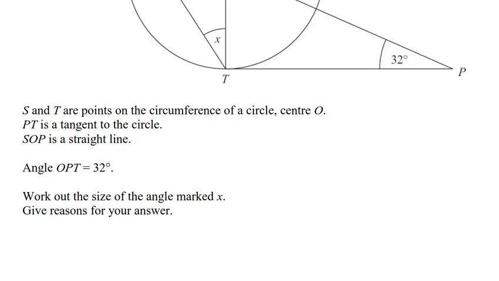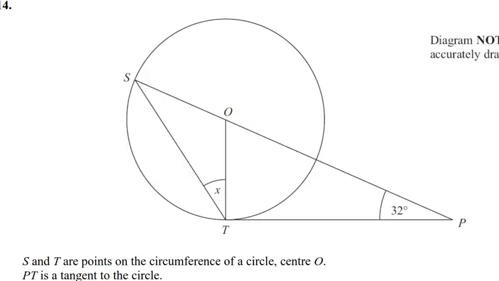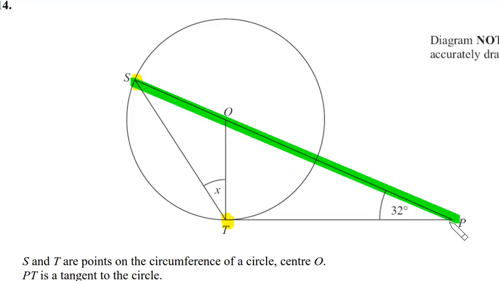So let's take it back to the diagram. The instruction says we have S and T to be points on the circumference of the circle. Now we have S and T. There are basically two points on the circumference of the circle. As you can see, points S and T are touching the body of the circle. SOP is a straight line. Okay, that's the straight line SOP.